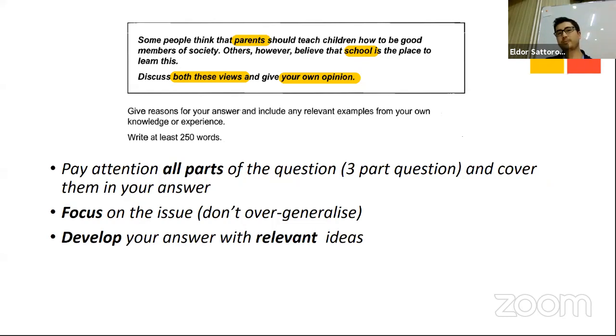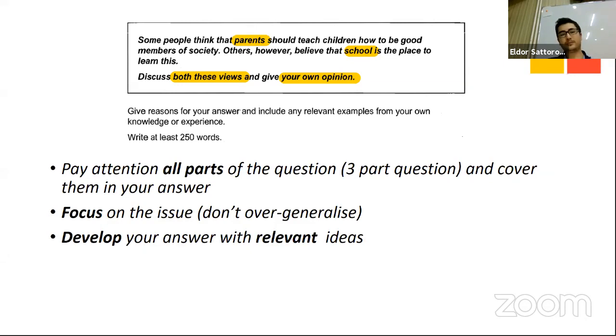Some people think that parents should teach children how to be good members of society. Others, however, believe that school is a place to learn this. So again, we have two parts of the question, parents and the school, and which plays the more important role in raising children. The question says, discuss these views and give your opinion. So actually the question has three parts. You have to look at the parents and the school, and finally give your opinion.